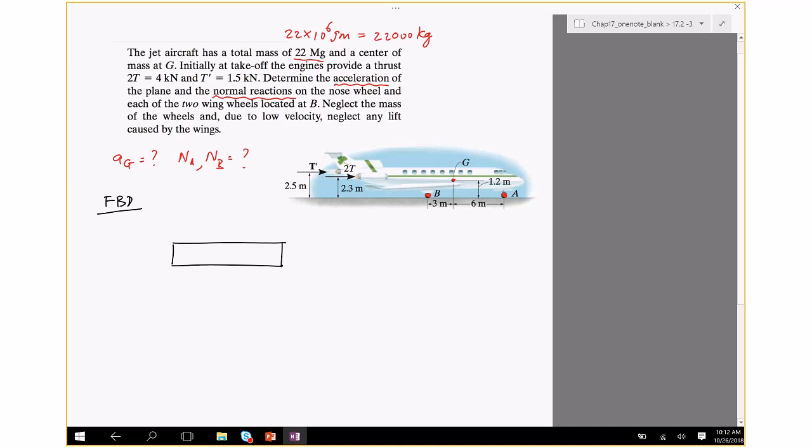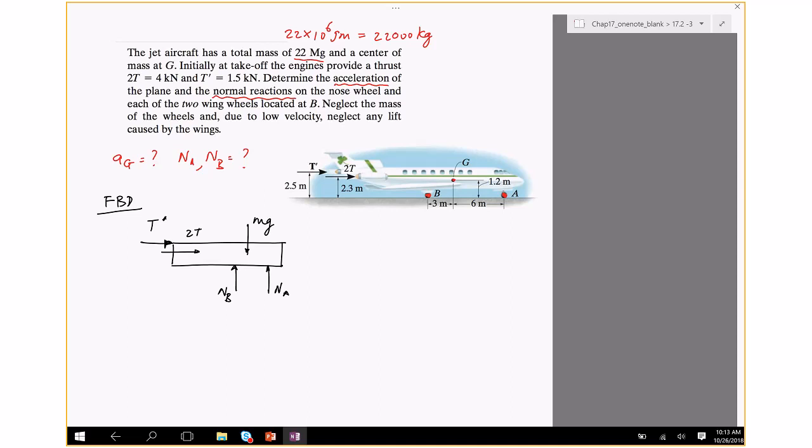So you could draw the exact shape, but what really matters is that you draw the NA and NB at approximately the right place. So NA and NB, two T and T prime. Okay, and the weight of the plane will act through G. And if there was friction, clearly I would show the friction acting to the left, but there's no friction, so I would not draw the friction.